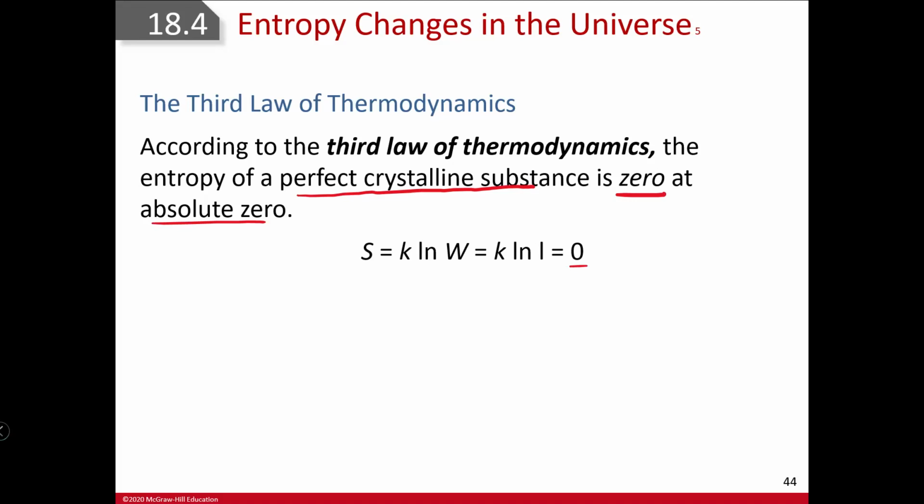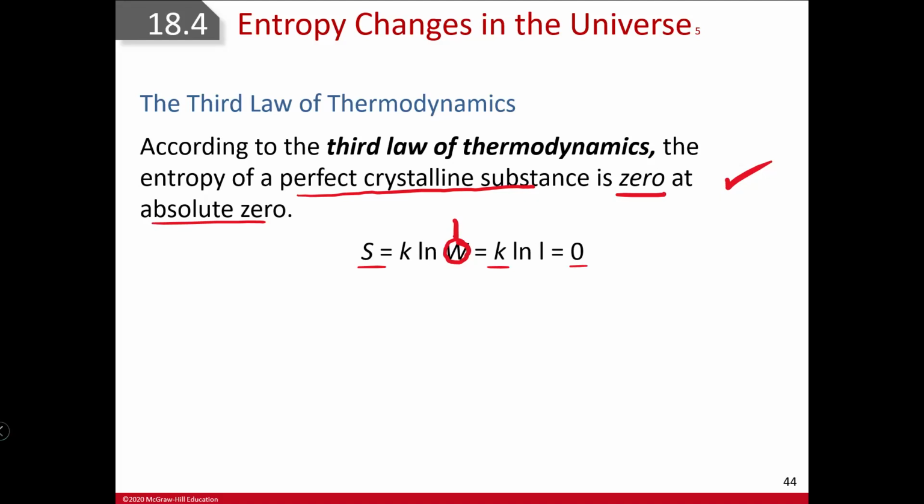Because what happens is this term becomes 1. There's only one position. And the ln of 1 is 0. So it doesn't matter what the Boltzmann constant is. Entropy is equal to 0. So I want you to know the third law of thermodynamics. You need to be able to speak it, apply it, and then use it as an equation.